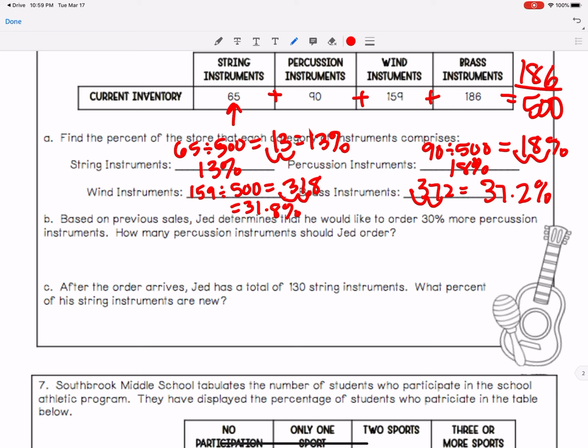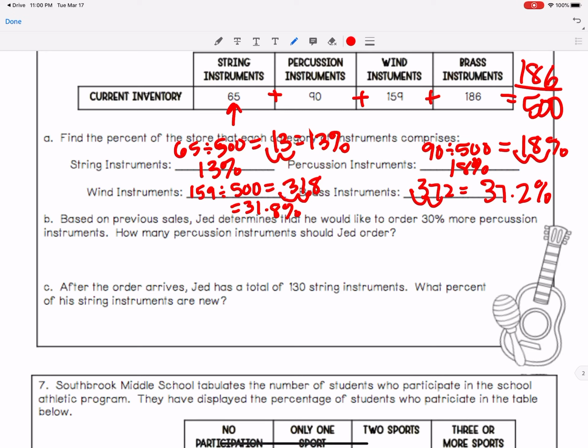Okay, so part B says, based on previous sales, Jed determines that he would like to order 30% more percussion instruments. How many percussion instruments should Jed order? 30% more percussion instruments. Let me read this one more time. Based on previous sales, Jed determines that he would like to order 30% more percussion instruments. How many percussion instruments should Jed order?